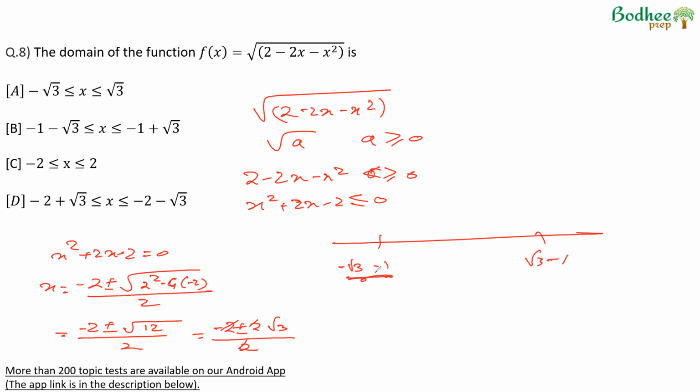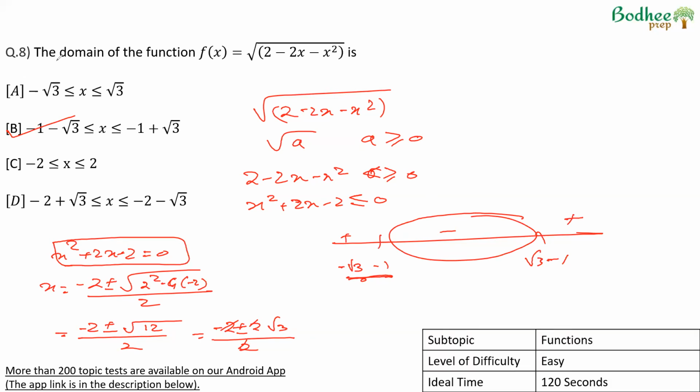So these two will be the critical points for the equation when this is 0. And therefore, for the inequality, since we're looking at signs positive, negative, positive, it will be less than 0 between these 2 points. So x has to lie between minus 1 minus root 3 and minus 1 plus root 3. Option B. I think this is an easy question.